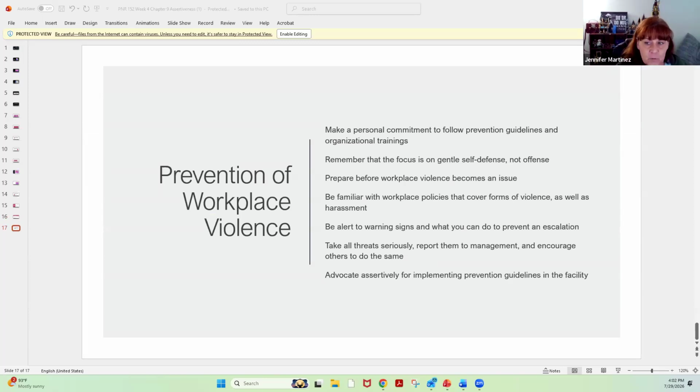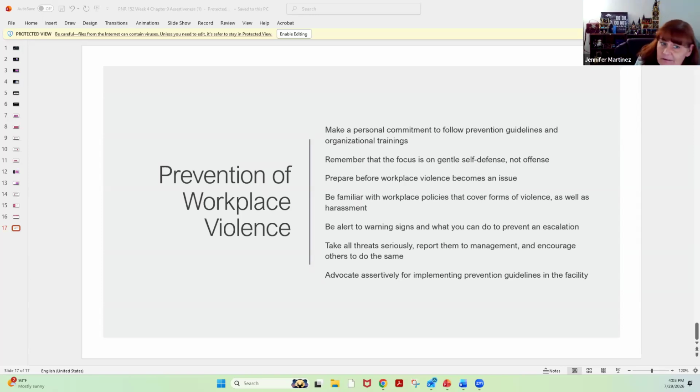So, for one, make a personal commitment to follow prevention guidelines, okay? The focus is on gentle defense, not offense. Of course, you want to protect yourself. All right. And so there are things. There may be trainings that are offered by your organization. There may be trainings that are offered through the police department. So you may have to do some research if you're not sure.